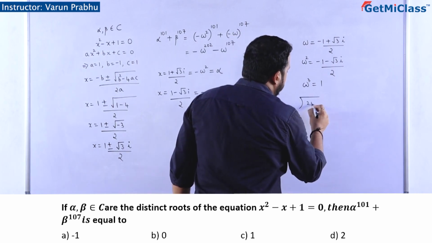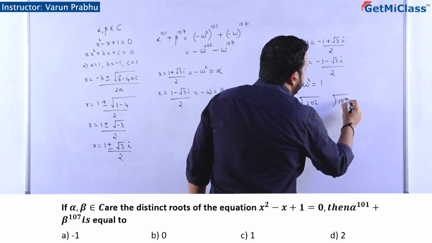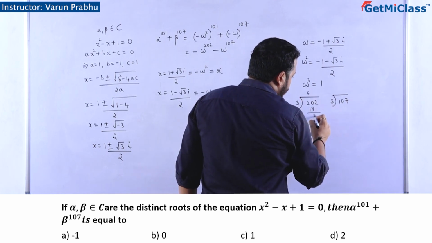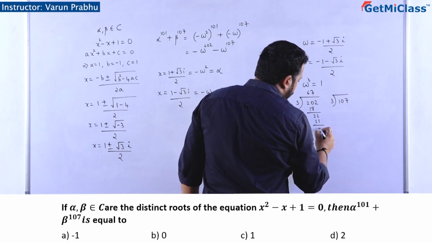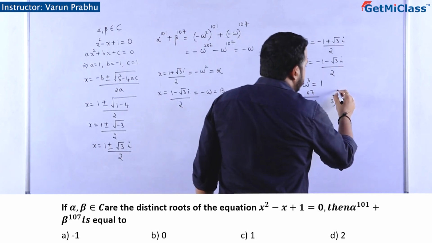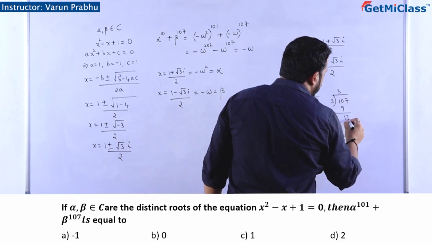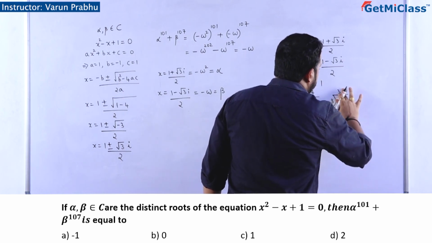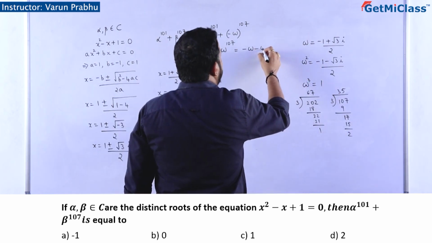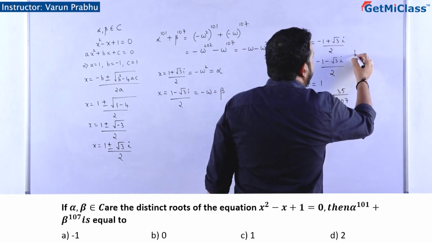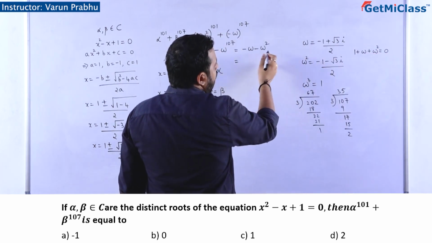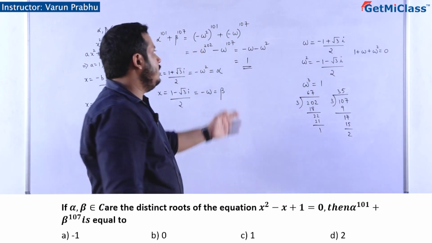We try to divide 202 and 107 by multiples of 3. 3 sixes are 18, 3 twos... 3 sevens are 21, 1 remains, which means we are left with minus omega. And here 3 threes are 9, 3 fives are 15, 2 remains. So what is the answer that we get? Minus omega square. Also we know from the theory that 1 plus omega plus omega square is equal to 0. So minus omega minus omega square is equal to 1, which is the answer to the question.